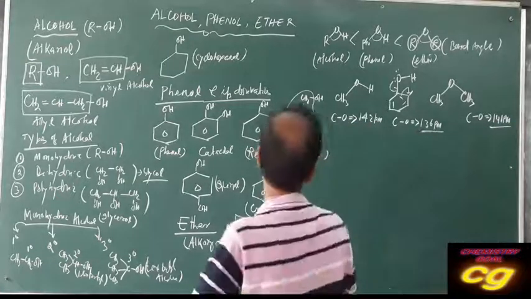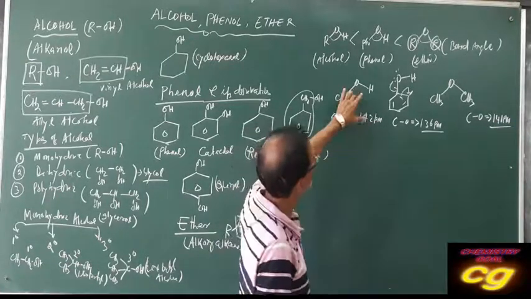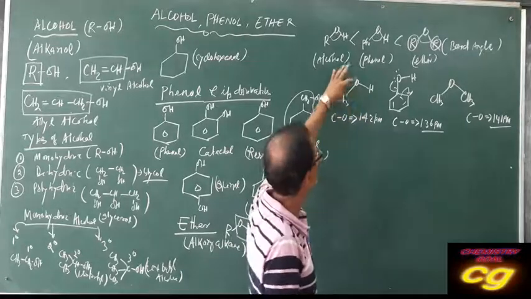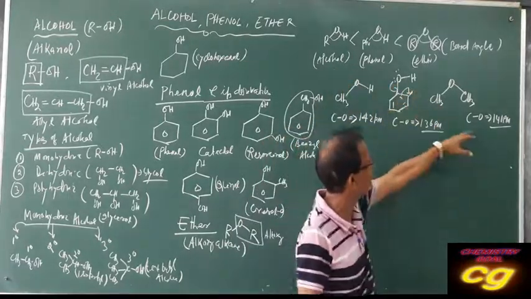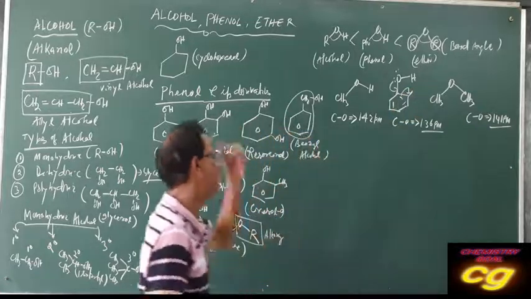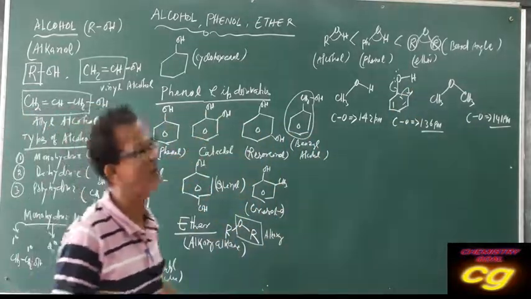141 picometer, here is 142. This is greater. The C-O bond length is greater in comparison to which one? Ether. And another thing, all are having a bent shape.